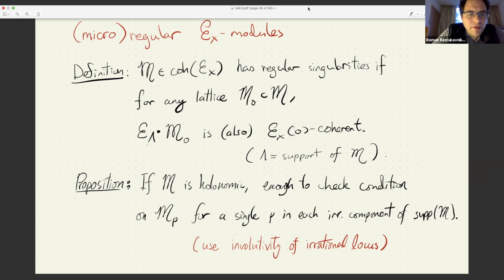Sorry, maybe another question about this definition. Here lambda is not necessarily a smooth Lagrangian, right? But we only check the condition, and it's enough to check the condition at smooth points, right? That's right. Yes. Okay, and then probably related to that, the lambda filtration.